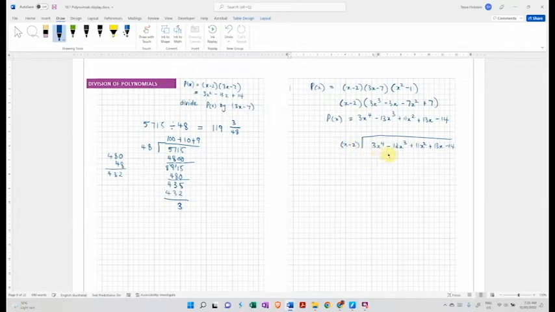And I'm targeting, however you do your long division, it'll come out in a similar way. So I'm targeting that 3x to the 4. I'm going to multiply by 3x cubed. And let's do the calculation here in green on the side. I've got 3x cubed times x minus 2. That gives me 3x to the 4 minus 6x cubed. So let's put that one in. 3x to the 4 minus 6x cubed.